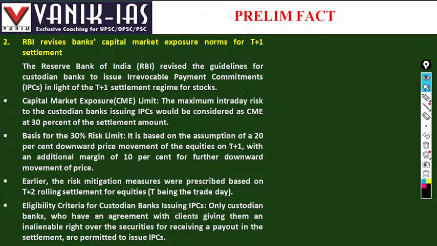So earlier the risk mitigation measures were prescribed based on the T plus 2 rolling settlement for the equities. Eligibility criteria for custodian banks issuing the IPC: only custodian banks who have an agreement with the clients giving them an inalienable right over the security for receiving a payout in the settlement are permitted to issue the IPC.